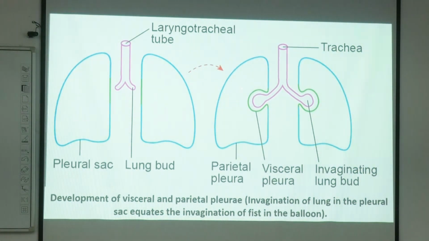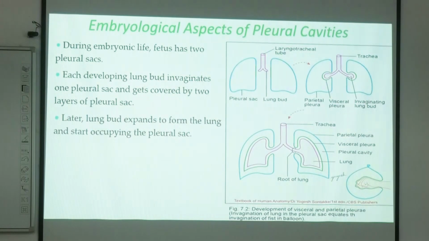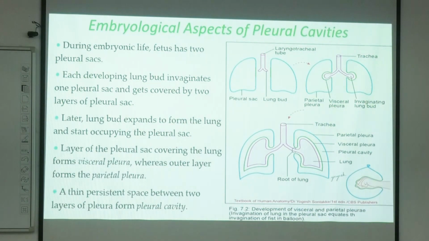Okay. The green colored one here represents the visceral pleura, and the outer one represents the parietal pleura. Here also, like the invagination of this fist into the balloon, like this the lungs are invaginating into the pleural cavity. From the lung part, the lung is developing completely and it is surrounded by the visceral pleura. So this is the development.